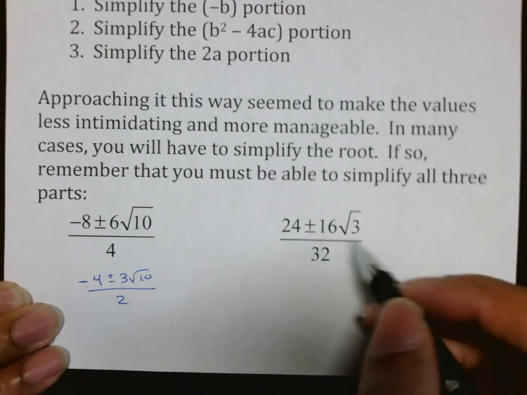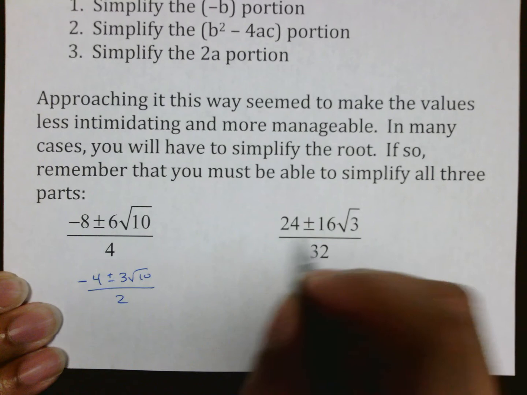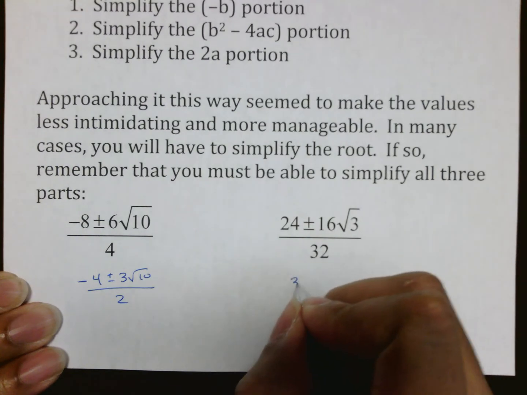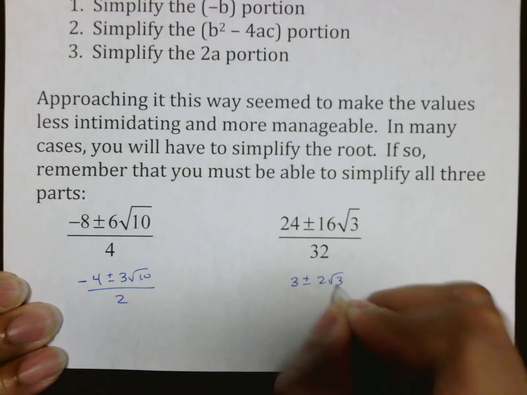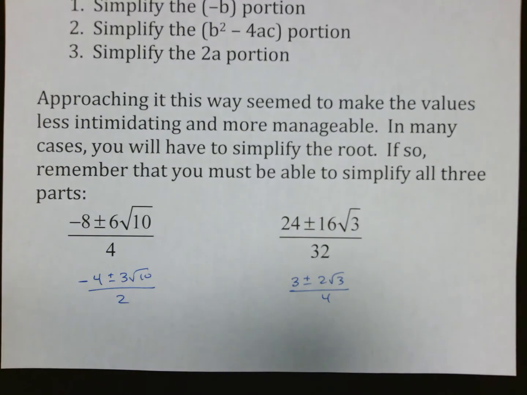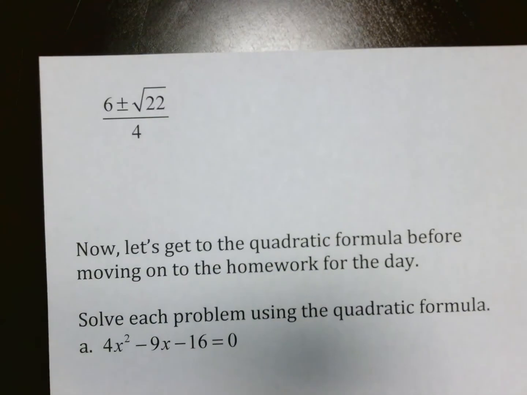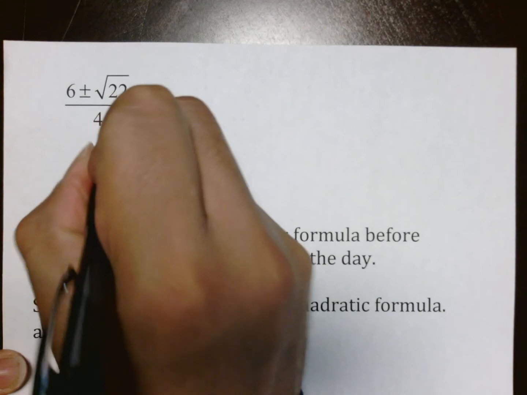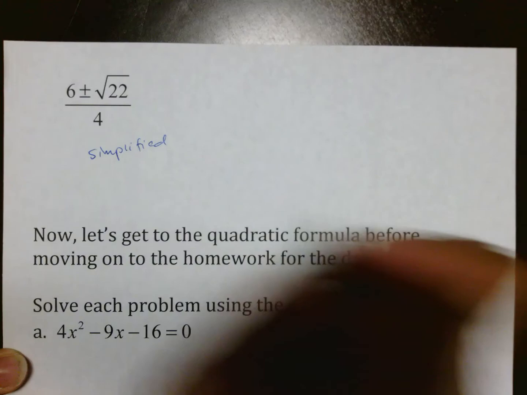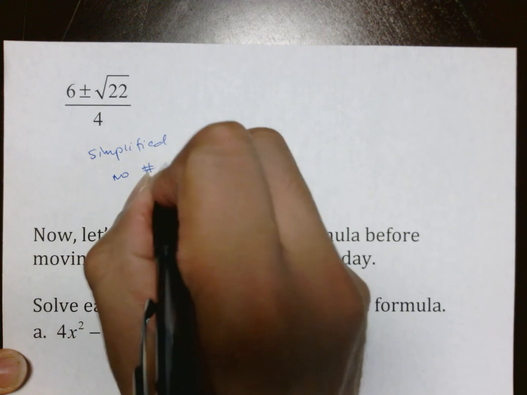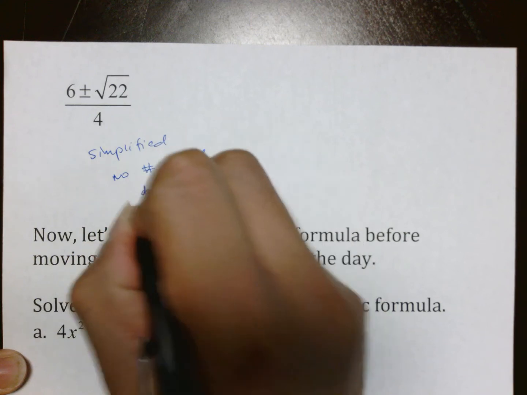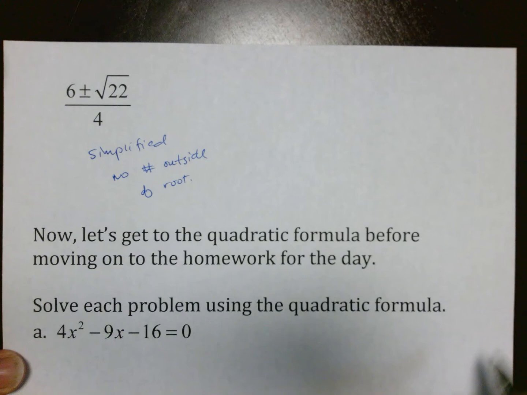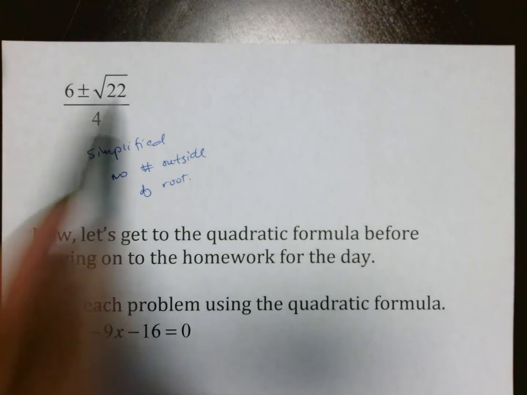In the other one, 24 plus or minus 16 root 3 over 32, again, all these can be divided by 8, so you would turn it into 3 plus or minus 2 root 3 all over 4 would be how you would work that one. And then the third one, 6 plus or minus root 22 over 4. This is the one that some of us think we can do, but we cannot. It's simplified because there is no number outside of the root. Again, I understand 22 is even, but remember we cannot touch the 22.